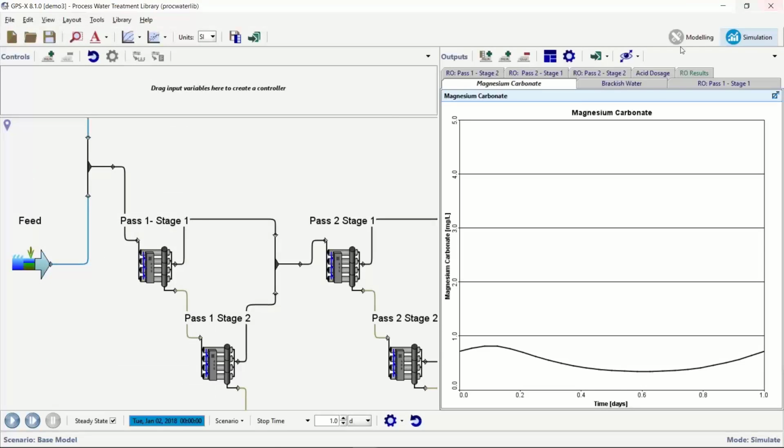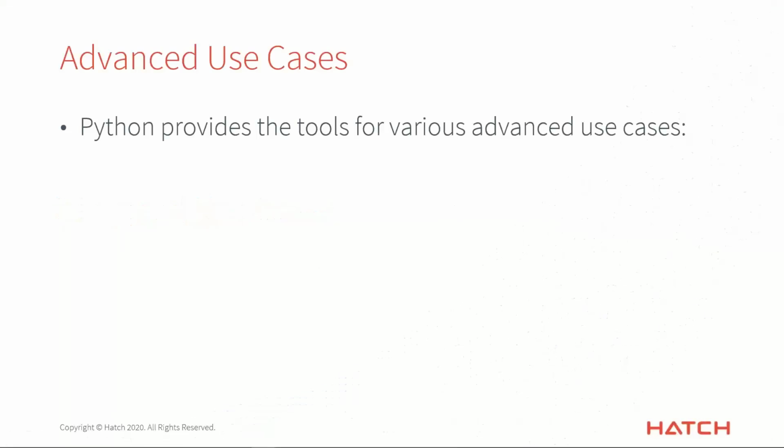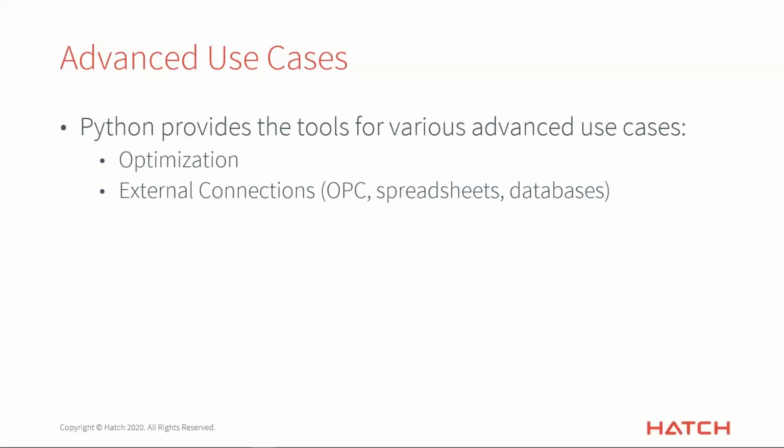Okay, let's go back to our slides one more time, where we'll focus on our last topic for today, which is advanced use cases. So as you saw, there's a lot of functionality that you can achieve with Python, but we just have a couple of examples that we've done some work with and we've seen for ways that Python can complement GPSX in advanced ways. So first, optimization. You can optimize a plant or use it for calibration. Python's great for that. It's excellent for external connections, as we just saw.